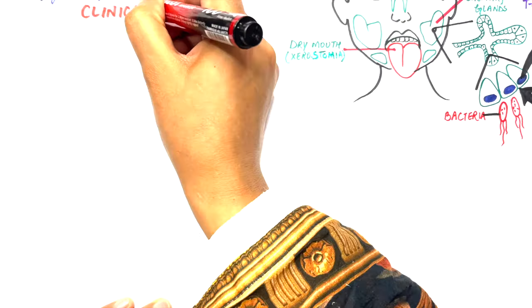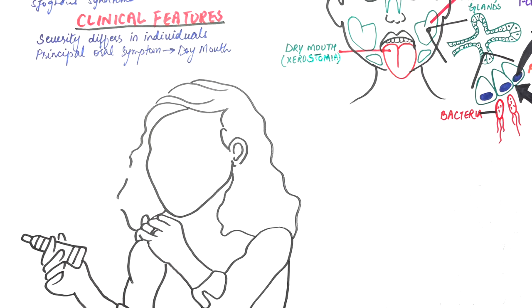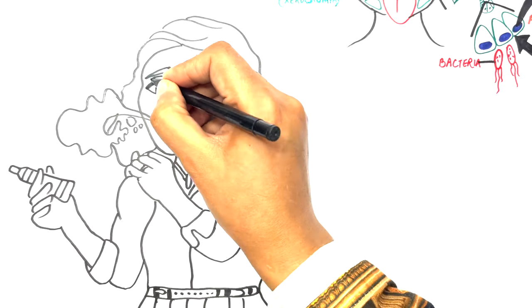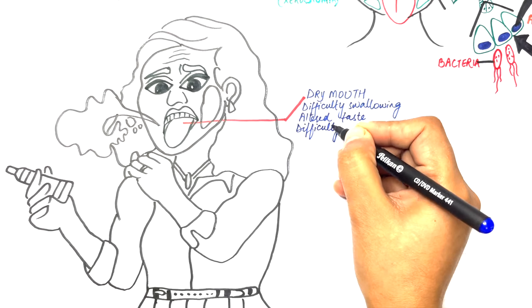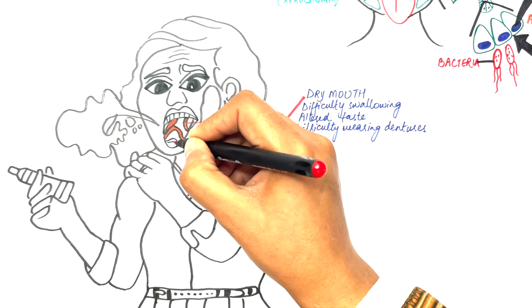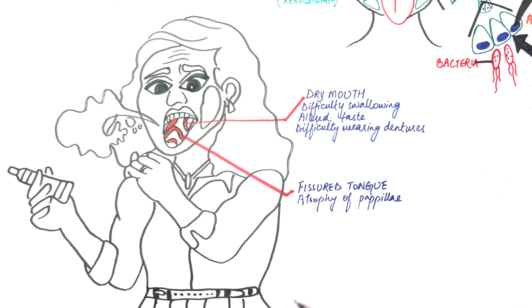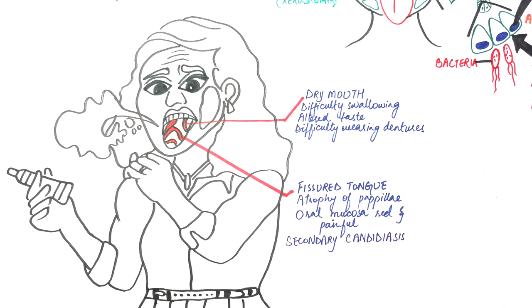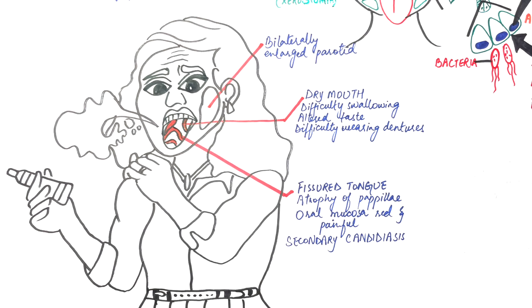The severity of the disease differs in individuals. The principal oral symptom of Sjogren's syndrome includes a dry mouth. Patients experience difficulty in swallowing, altered speech, or difficulty in wearing dentures. The dryness of the mouth reaches to the extent the tongue becomes fissured and exhibits atrophy of the papillae. Oral mucosa might become red and painful as a result of secondary candidiasis. Bilateral enlargement of the major salivary glands, which are usually non-painful, may also be observed.